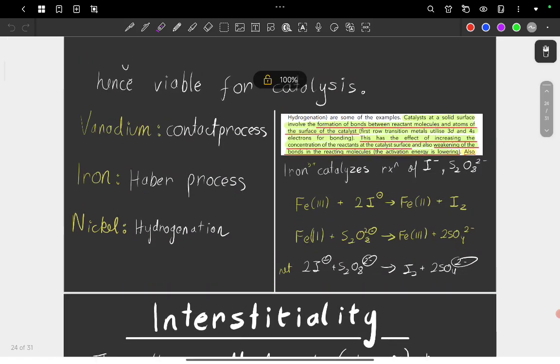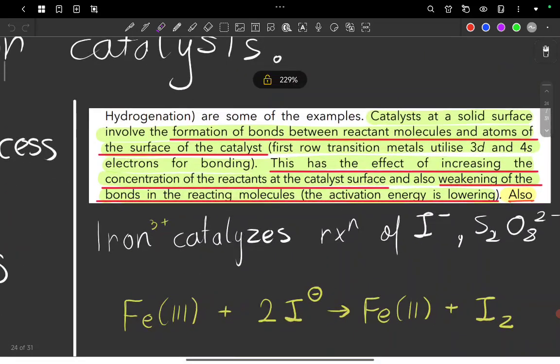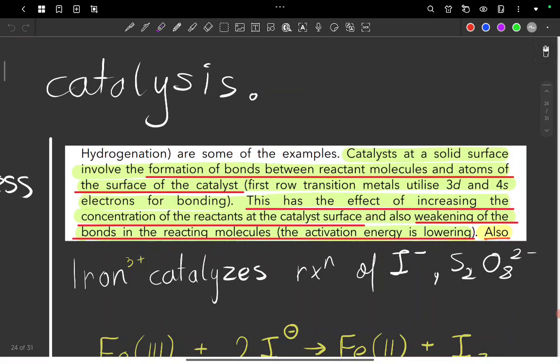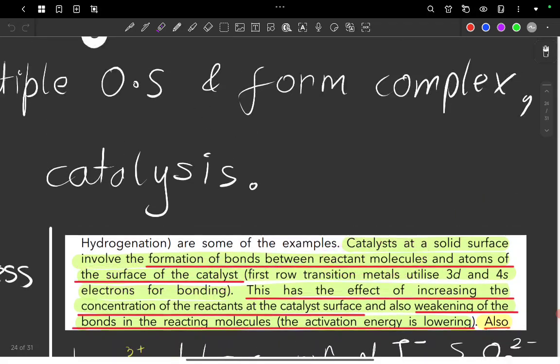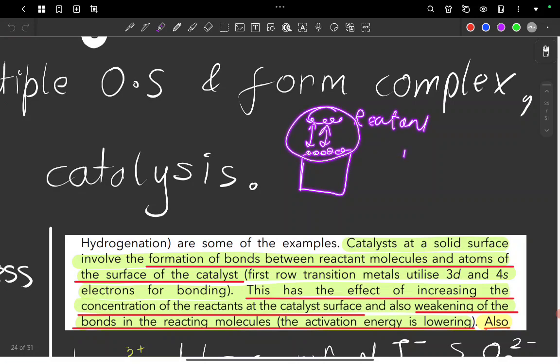Okay, and this is the NCERT screenshot about why catalysis happens. Now, catalysis at a solid surface involves formation of bonds between reactant molecules and that of the catalyst. Like this is the catalyst, and the catalyst has atoms on its surface, and this is the reactant. So they form bonds, and this is basically an intermediate.